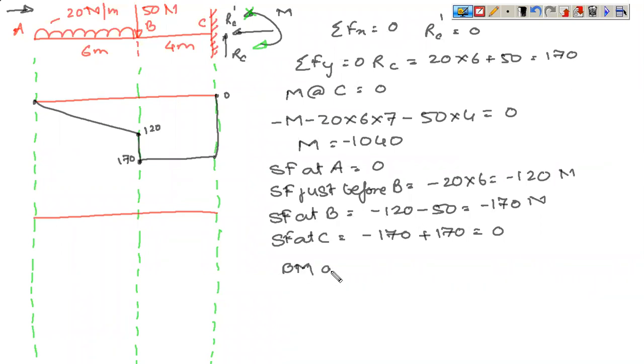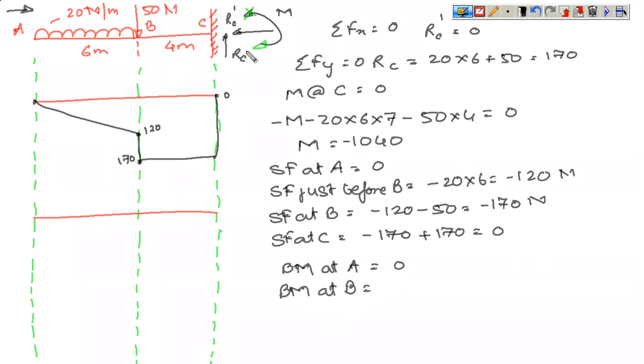So BM at A will be 0. Now next is BM just before B. Now if you find out BM just before B, this 50 Newton is not considered. If you find out BM at B, again this 50 Newton is not considered. So BM just before and at B yields the same value. So when it is yielding the same value, there is no purpose in writing it twice. So we will only write BM at B.